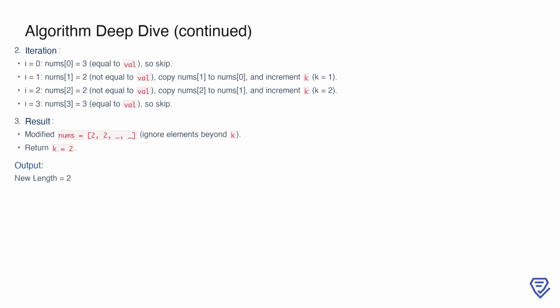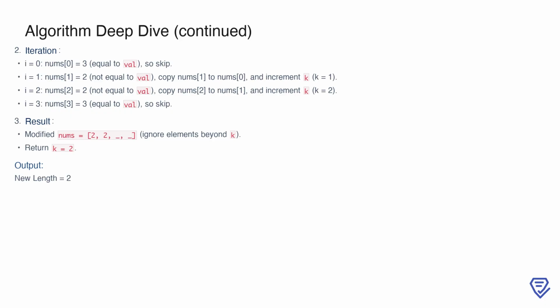We copy nums[1] to nums[0], and increment k to 1. At i equals 2, nums[2] is also 2, so we copy nums[2] to nums[1], and increment k to 2. Finally, at i equals 3, nums[3] is 3, which matches val, so we skip it. After the iteration completes, the modified array is [2, 2, _, _], where the underscores represent elements beyond the valid length. The function returns k equals 2, indicating the new length of the array.